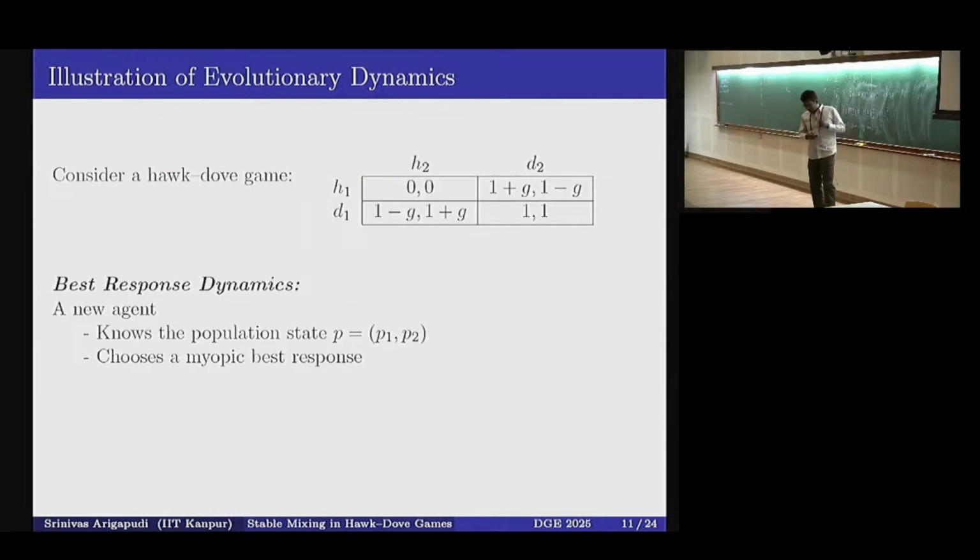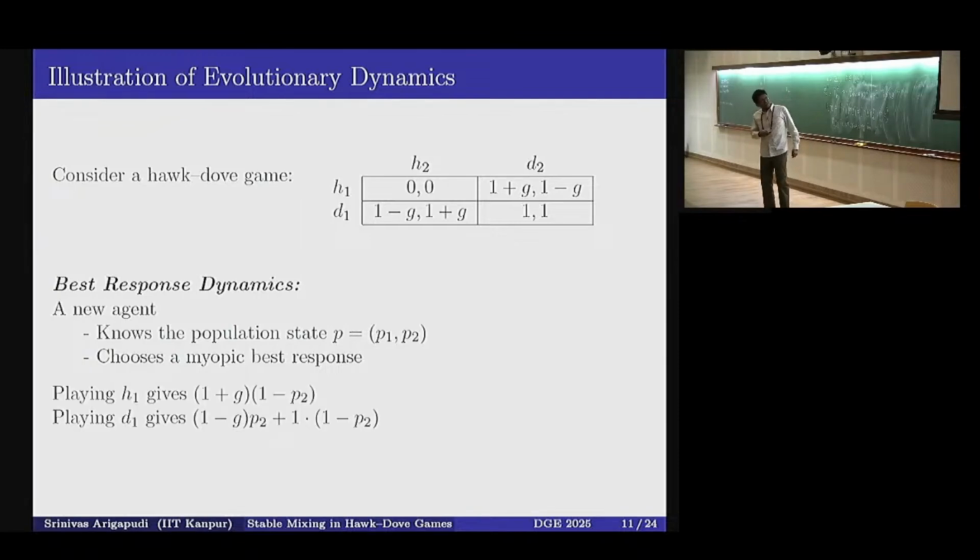So that is a lot of words. I'll try to illustrate these evolutionary dynamics using a very well-known dynamic called the best response dynamics. Here the setting is that the new agent who enters the population knows the population state and also knows the payoff matrix which is being played. So just to keep everything simple, let's say that this is the payoff matrix given. A new agent enters the population, knows the population state, also knows the payoff matrix which is being played. And then the assumption is that this new agent chooses a myopic best response.